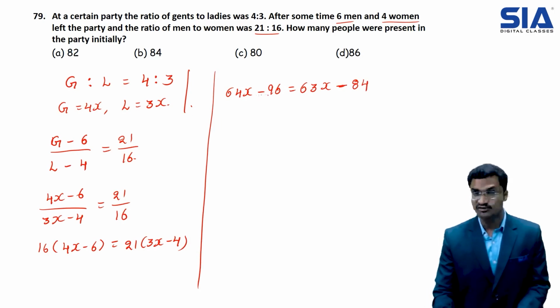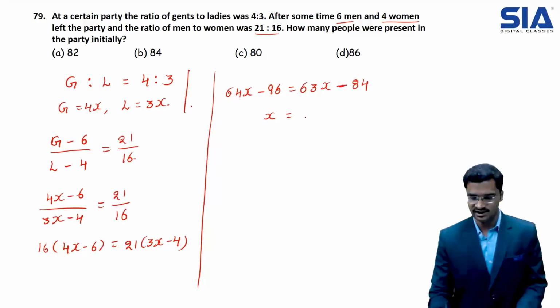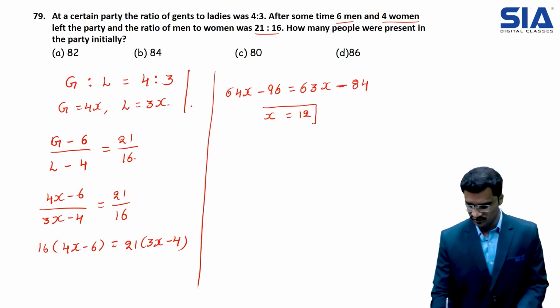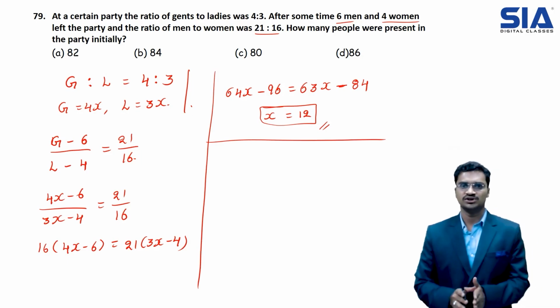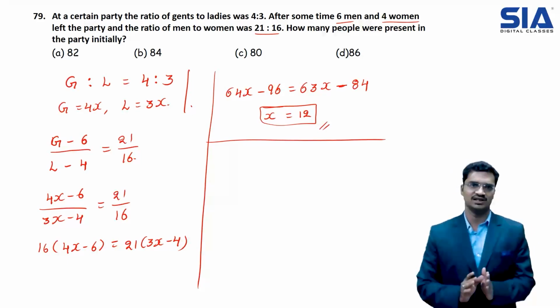So 64x minus 63x gives me x, and 96 minus 84 is 12. So the value of x is what? 12. Now in this question he asked how many people were present in the party initially.